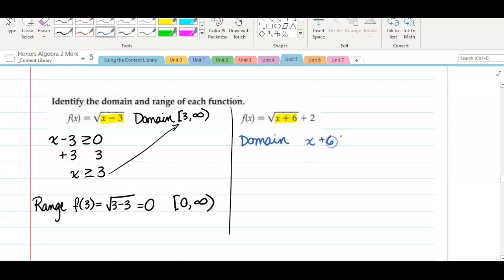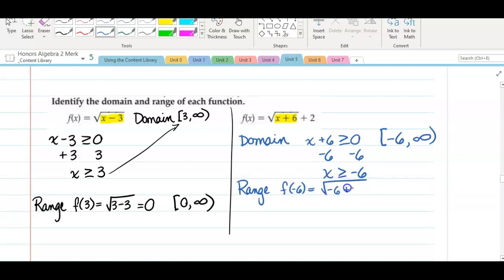X plus 6 must be greater than or equal to 0. When I subtract 6, x must be greater than or equal to -6. So my domain is -6 to infinity. Now I'm going to look at the range. F of -6 is the square root of -6 plus 6, plus 2. This gives me 0 plus 2, which gives me 2. So my range is from 2 to infinity.